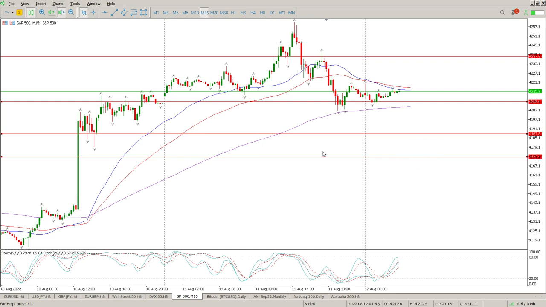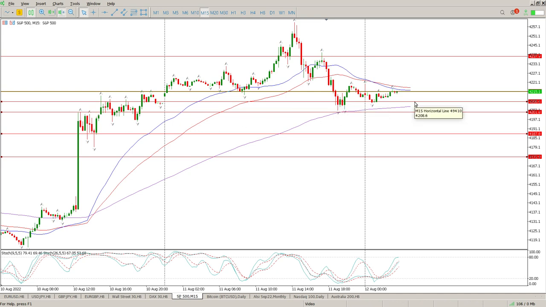The other thing to pay attention to at the moment, a little bit lower down, is a bit more structure. You can see this area here on Wednesday, which we also tried to attack, sort of visited yesterday, but that is also another micro level.